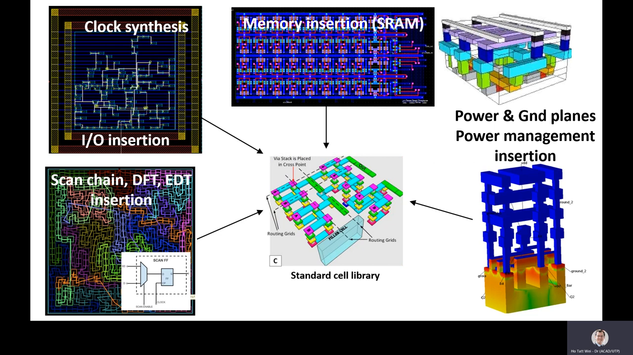Moving on, let's describe a little more what the additional blocks are that are added before the routing step. The first set of blocks is memory insertion. This tends to be static RAM, random access memory, used for caches or sometimes for registers, because SRAM memory blocks tend to require fewer transistors than a full flip-flop, so they may be cheaper to implement.